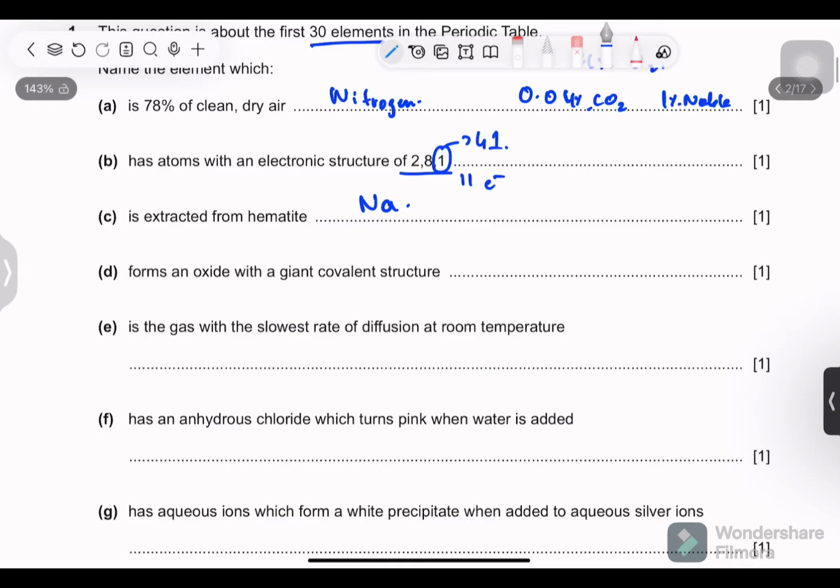Forms an oxide with a giant covalent structure. So we have three giant covalent structures: silicon dioxide, graphite, we have diamond. So the only oxide is silicon oxide. So we have the element which forms the oxide is silicon. So the correct answer is silicon.